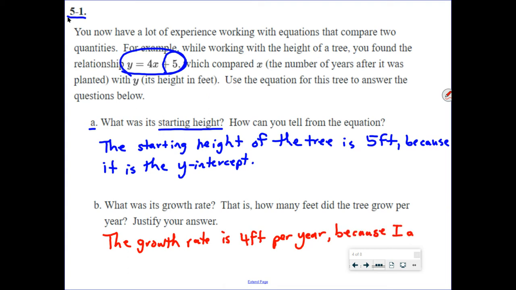Because I am multiplying the x, which is the years, by that number. It is my coefficient, okay? It is my growth. It is my B, okay? Or M, I'm sorry, M. It is the growth, all right? And if at any point you need to pause to write this down, pause, okay? Moving on.